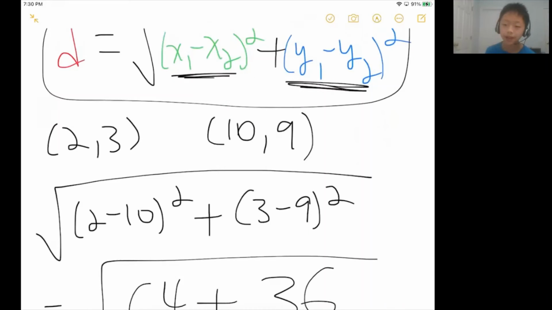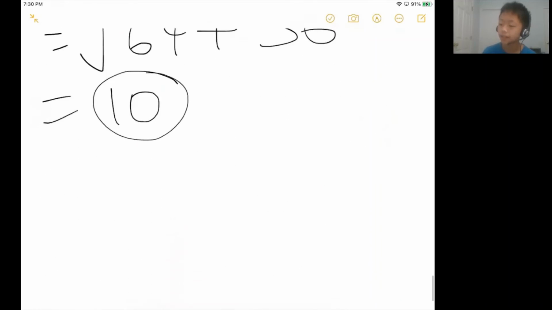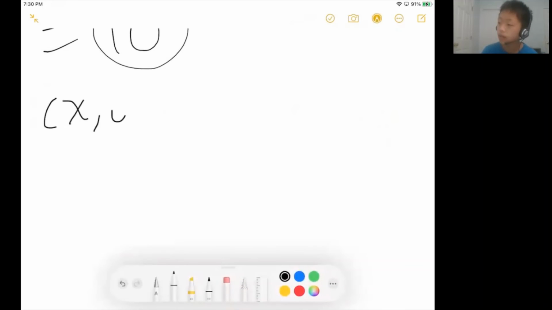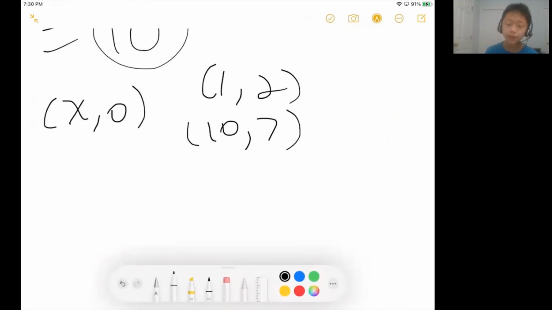Let's take a look at one more example, example 3.2, really quickly. Example 3.2 says, find the value of x such that the distance from the point x, 0 is the same to the points 1, 2, and 10, 7. So basically we want to find the value of x so that the distance between these 2 points and the distance between these 2 points are the same. This is a slightly more challenging problem, but it's still an application of the distance formula.